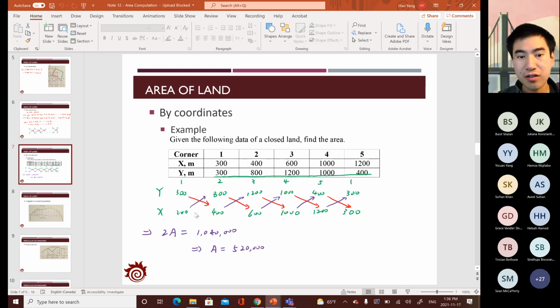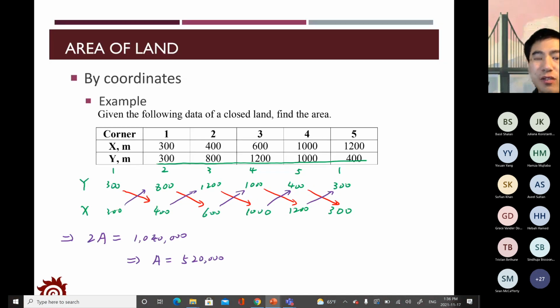With these cross products, y1 times x2 minus x1 times y2, and by summing all these cross products, you get the result of twice the area. Always remember that the value calculated directly from the coordinates is two times the area. Then you can get the area of the closed polygon. So that's the first method.